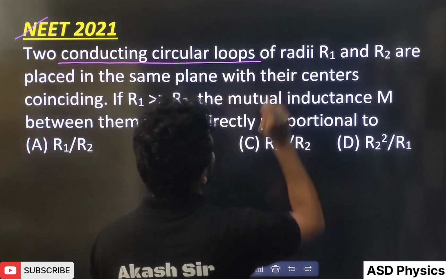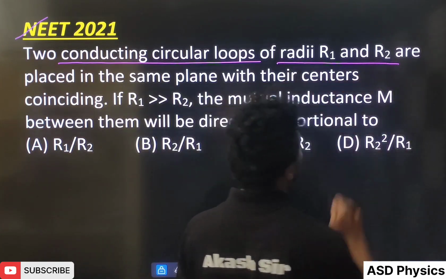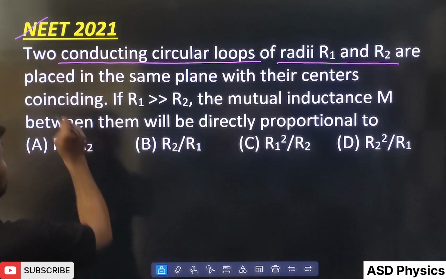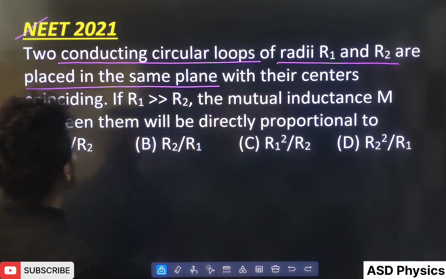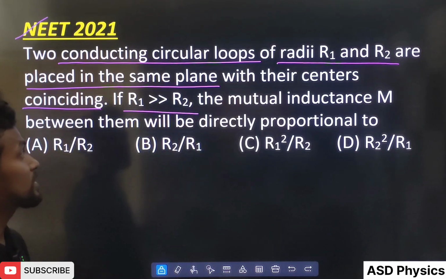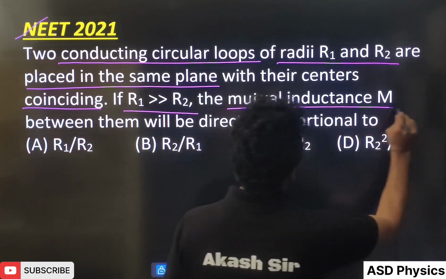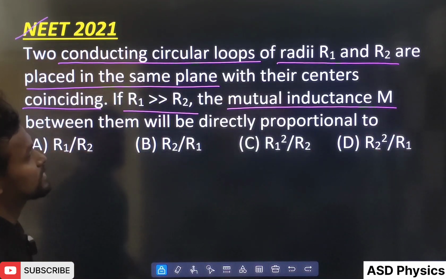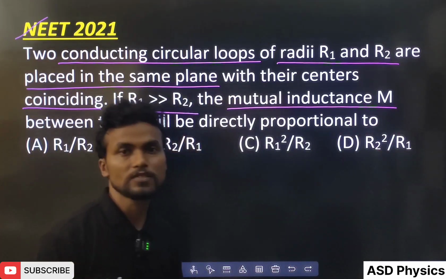Two conducting circular loops of radii R1 and R2 are placed in the same plane with their centers coinciding. If R1 is greater than R2, the mutual inductance capital M between them will be directly proportional to. So here four options are there.